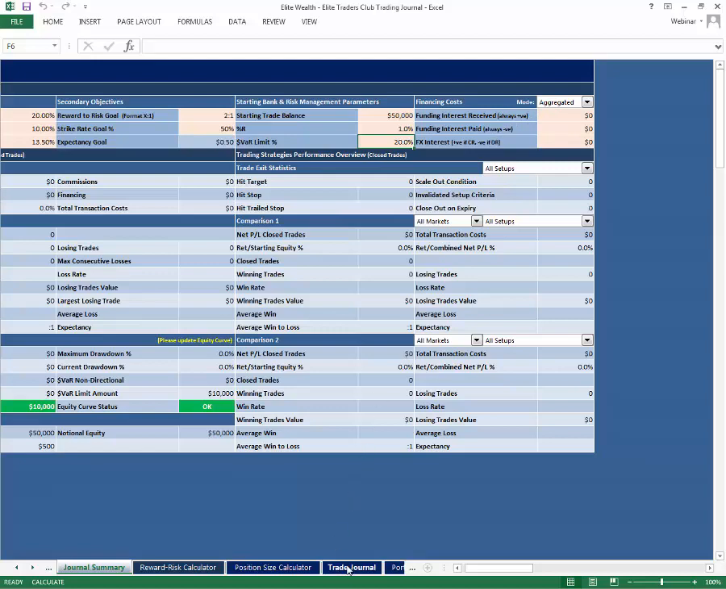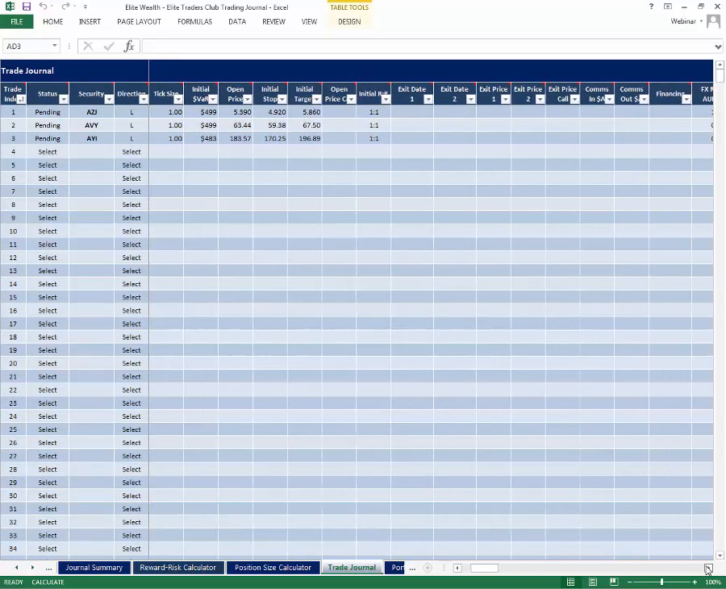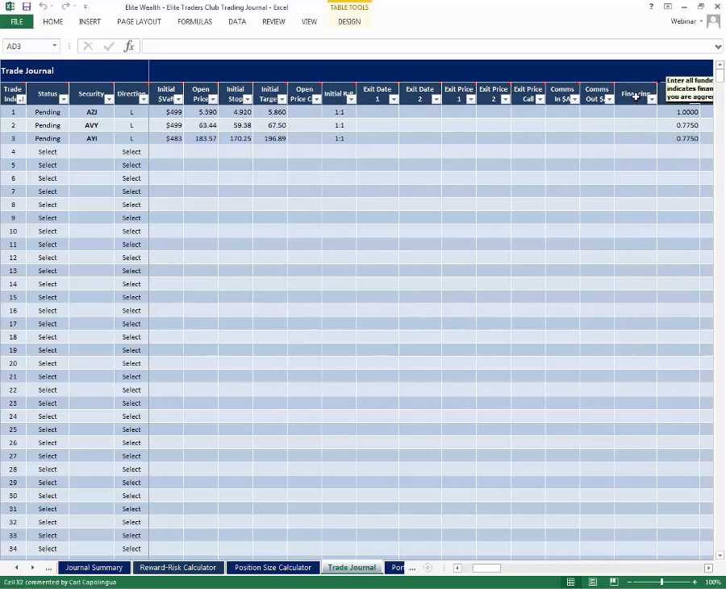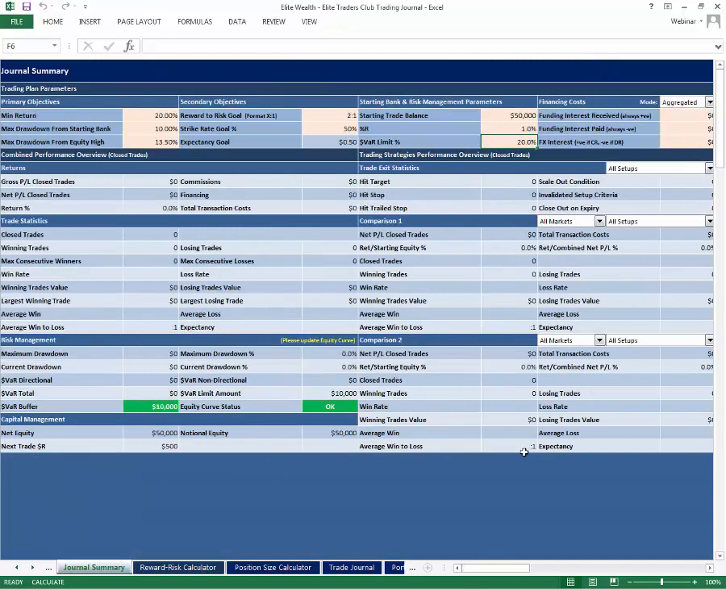So if I switch across to the trade journal page, there is a financing costs column way over here, and that would be where you would enter the financing costs for each and every trade. If you're using the aggregated method, you do not need to use this column on the trade journal. Back to the journal summary page.